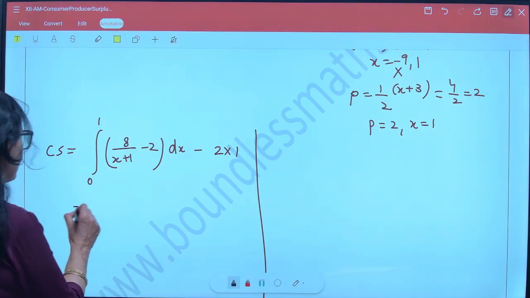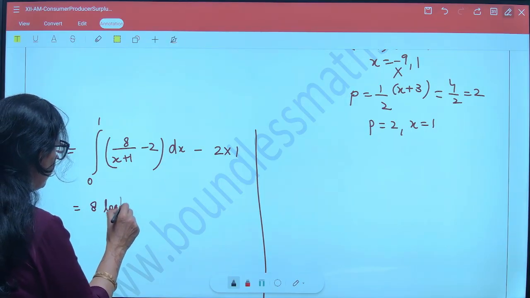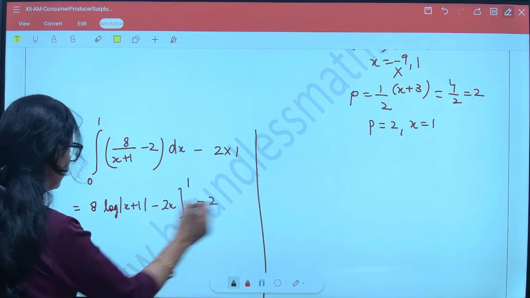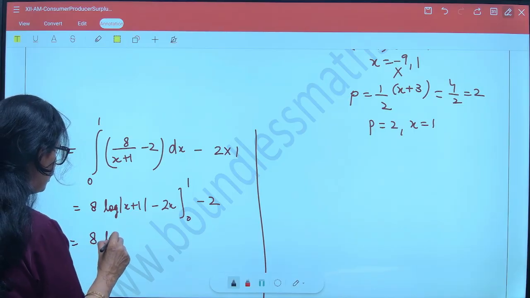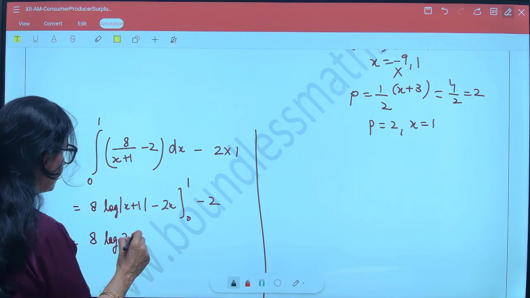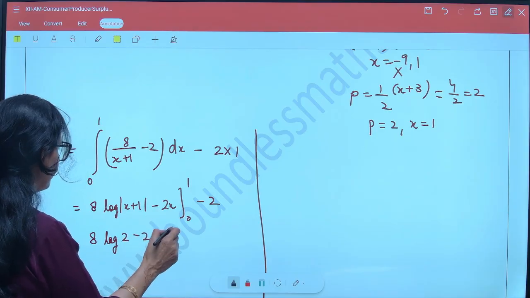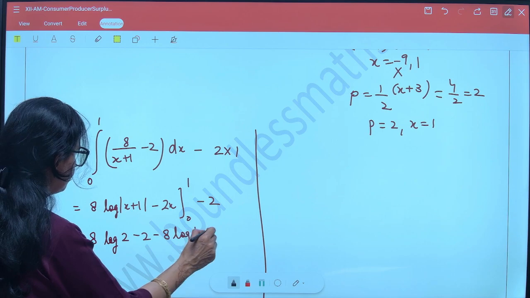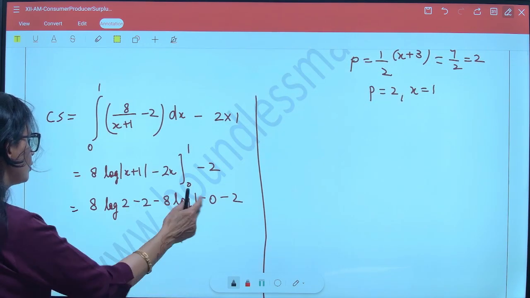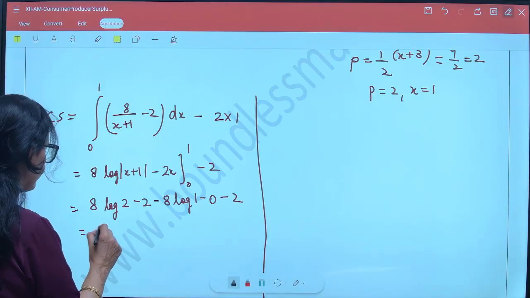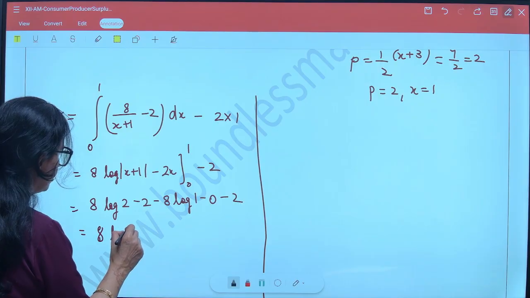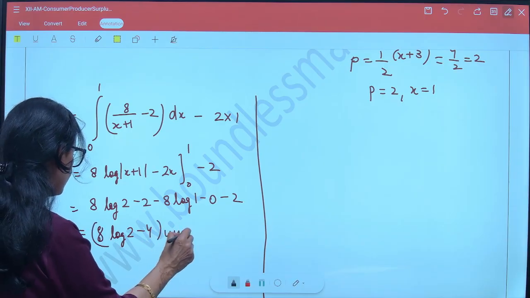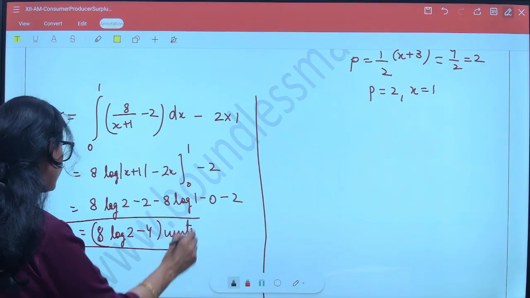So let's integrate this function. We get 8 log of x plus 1 minus 2x limited by 0 to 1, minus 2. So this is 8 log of 1 plus 1, which becomes 2, minus 2 into 1 is 2, and then log of 0 plus 1 is log 1, minus 0, minus 2. Log 1 is 0, so this term goes away. So that means we have 8 log 2 minus 4. So this is the consumer surplus, these many units. So this is your answer for consumer surplus.